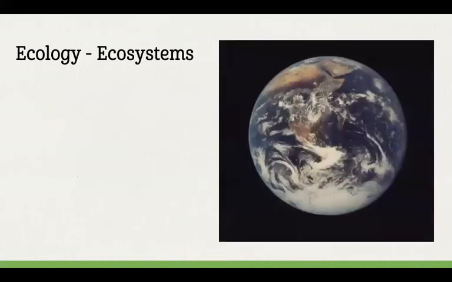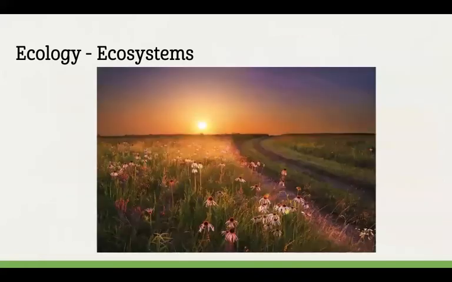So starting at the large size, we have planet Earth. The name for this global ecosystem that includes all the living and non-living components is called the biosphere. If we zoom in, it could be a prairie. So the living plants, the insects, and the animals all interacting with each other and with the non-living components of the soil, the sunlight, the air, and the water.